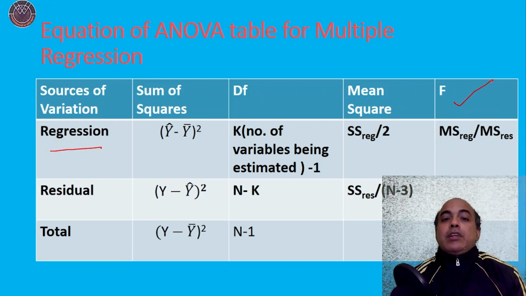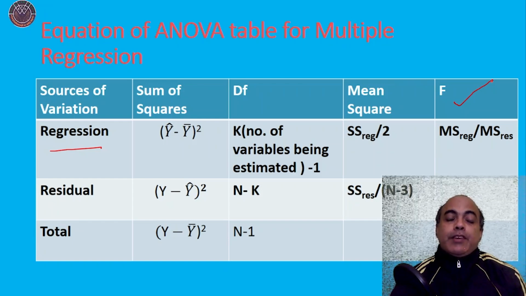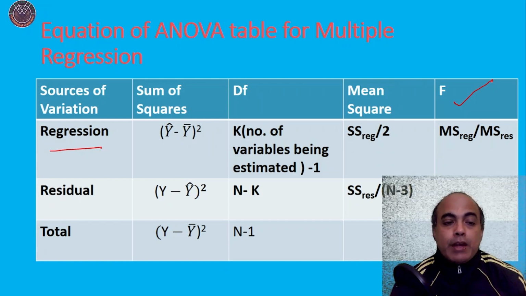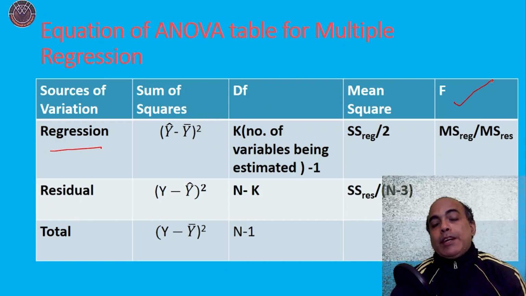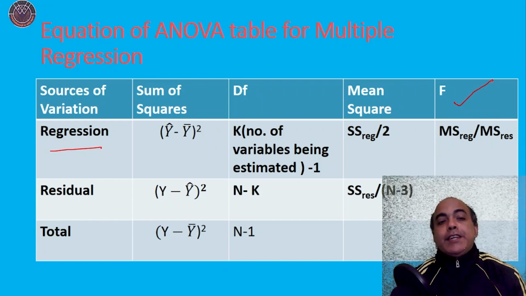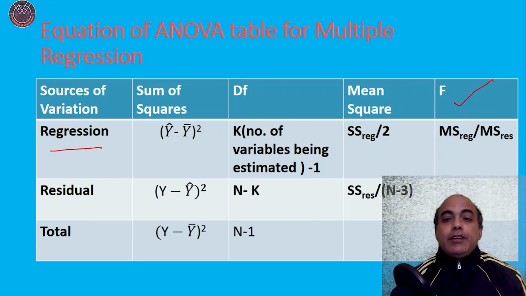So these are the degrees of freedom of the respective regression sum of square, residual sum of square, and total sum of square. Now what is mean square? To get the mean square, we have to divide the respective sum of square by its degrees of freedom.